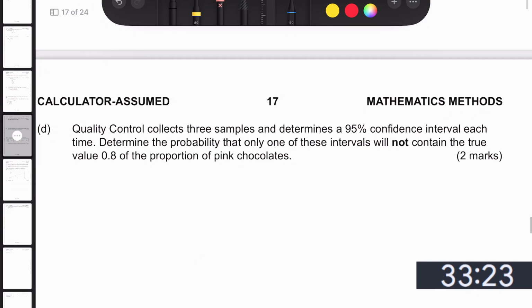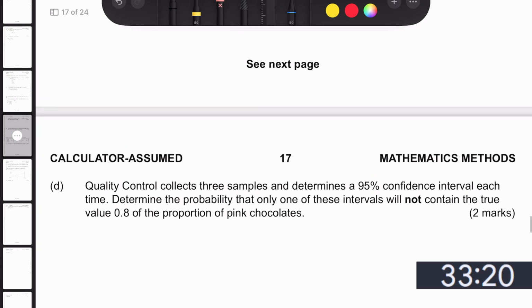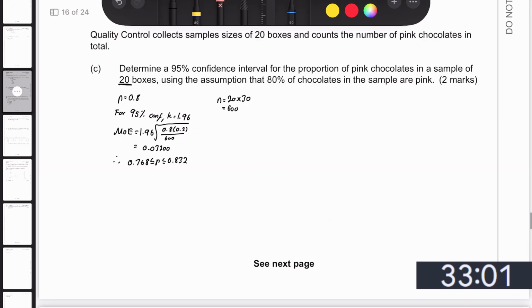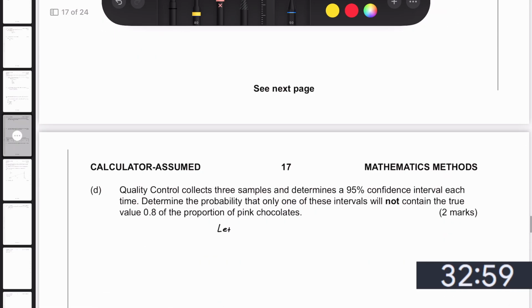Question 17. We're nearly there, guys. Quality control collects 3 samples and determines a 95% interval each time. Determine that only one of these intervals will not contain the true value. Only one of these intervals. Okay, so the probability that it doesn't contain. So let's just do, if I define x as a.